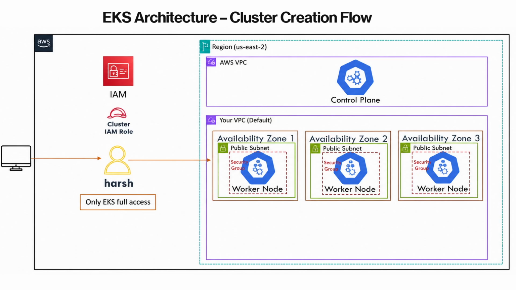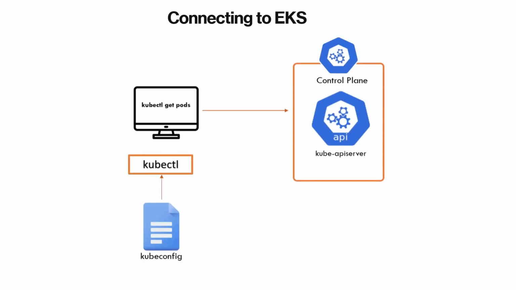In our setup, we are using an IAM user called Harsh to run AWS CLI commands. This user initially has full access, and as we progress through the course, we will grant additional permissions as needed. Now, once the kubeconfig file is in place, kubectl can securely communicate with the EKS control plane using the credentials and endpoint defined in that file.